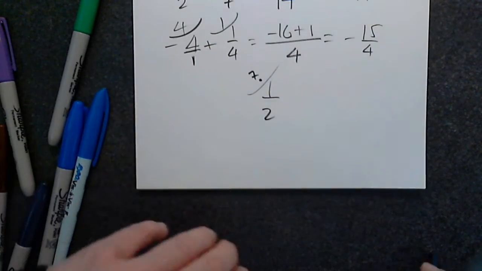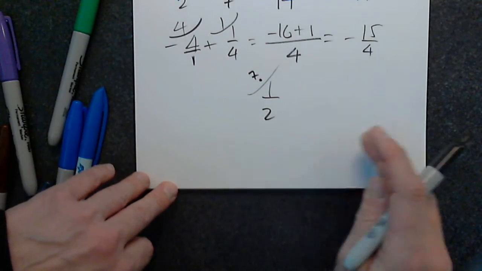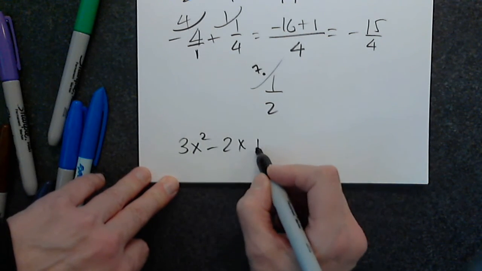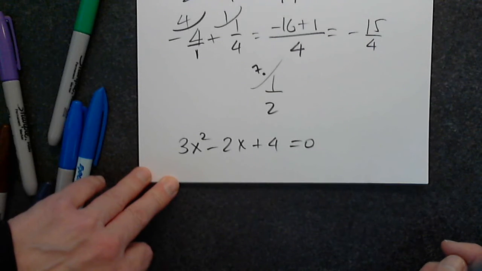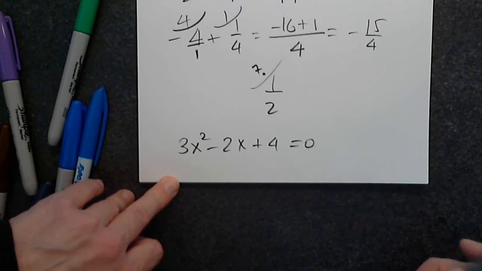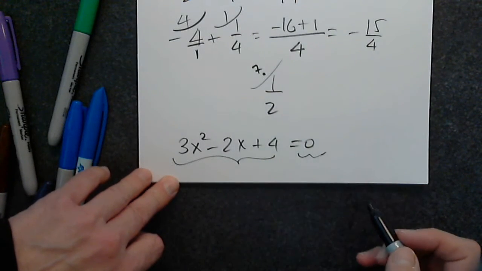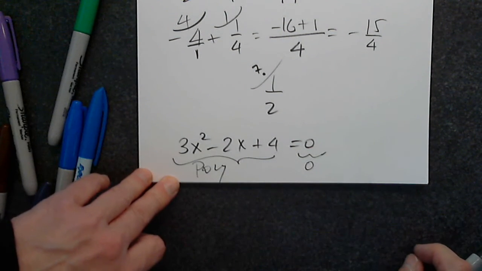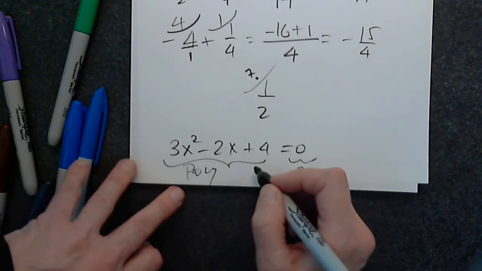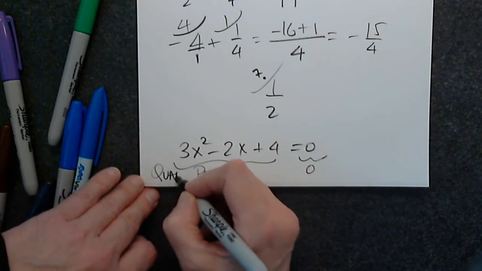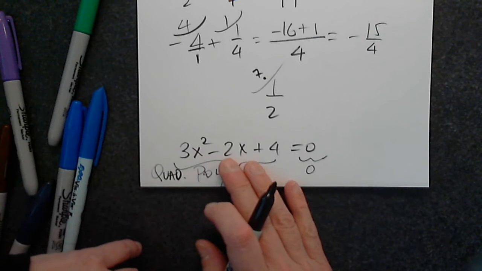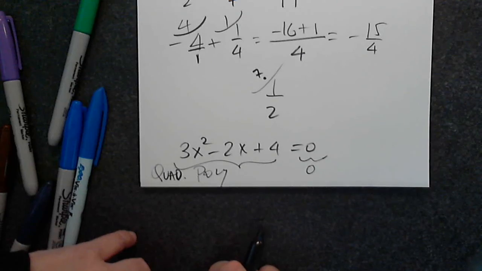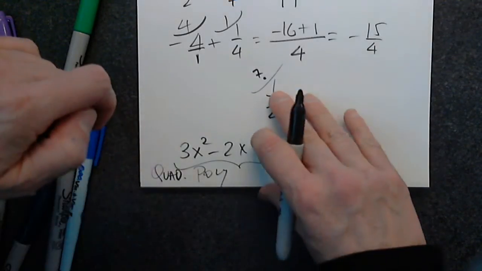Quadratic formula. Okay, so here's an example with the quadratic formula. Let's say 3x squared minus 2x plus 4 equals 0. This has to be the setup. The quadratic polynomial has to be on this side and 0 on the other side. If you do not have the quadratic polynomial in descending order, the equal symbol and 0, you cannot use the quadratic formula. Okay?